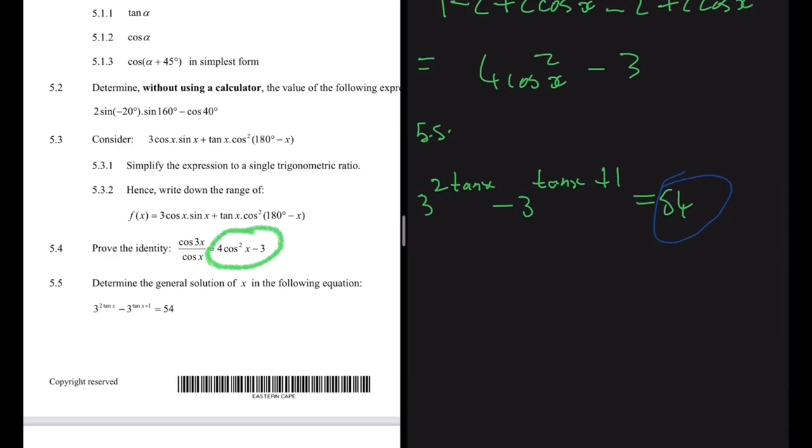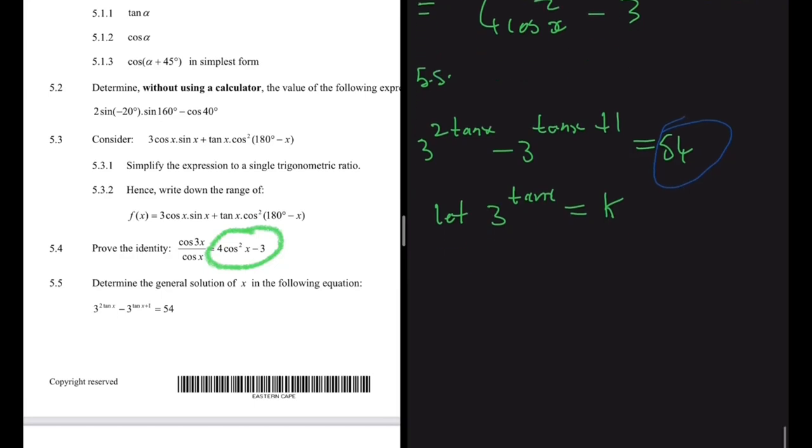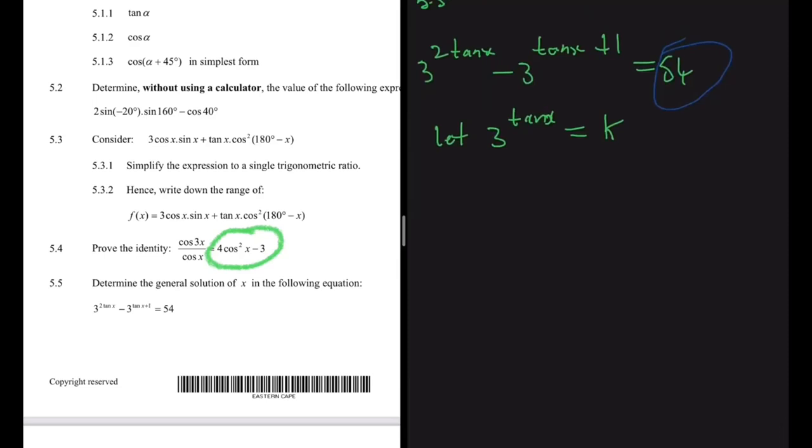So let's say let 3 to the tan x be equal to k, right? Because 3 to the tan x is just a lot to process, but k is simple and straightforward. If we do that, in place of 3 to the power 2 tan of x, we're just going to get k squared, right? You can work that out and see if it makes sense.